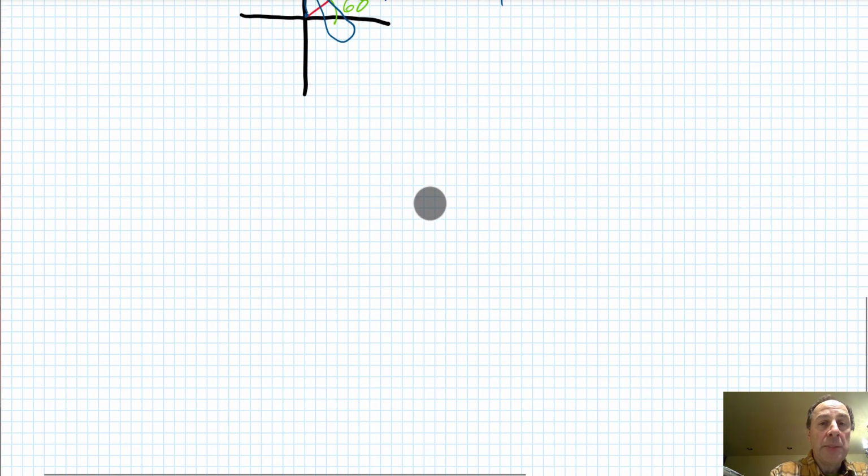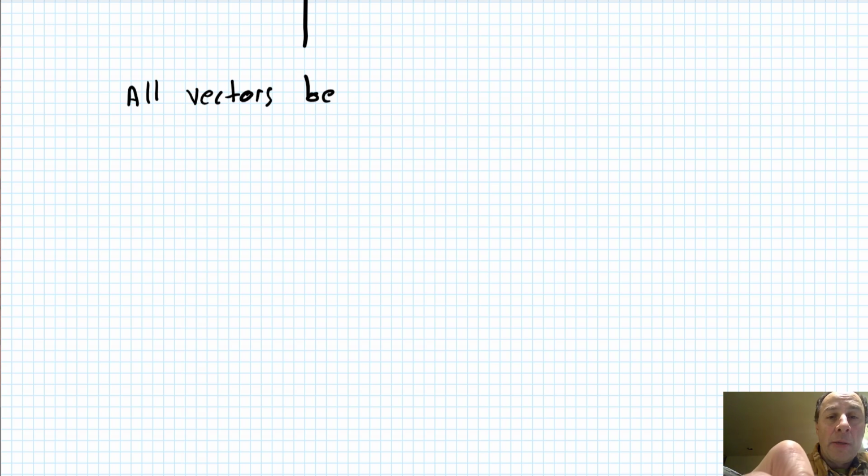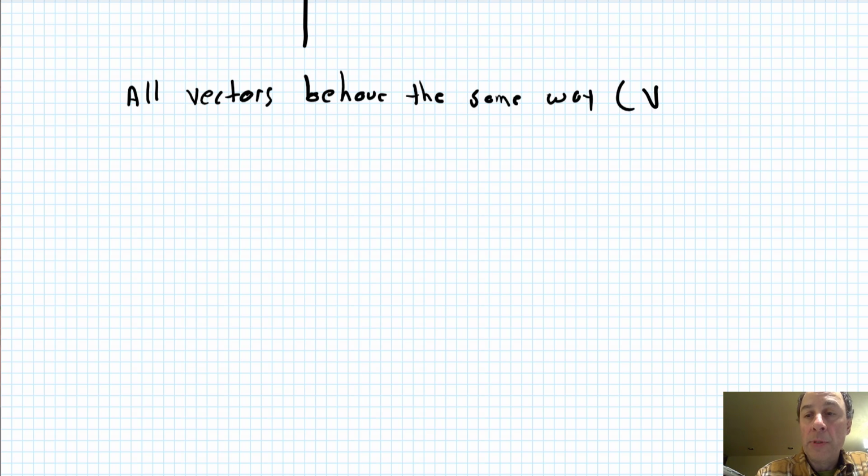Now, we're using displacement vectors as an example, but all vectors behave the same way, including the ones that we talked about last week, velocity, acceleration, and ones we will be talking about in the future, like force. They follow the same rules that we just saw.